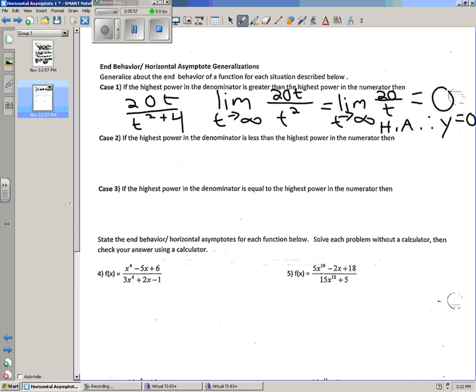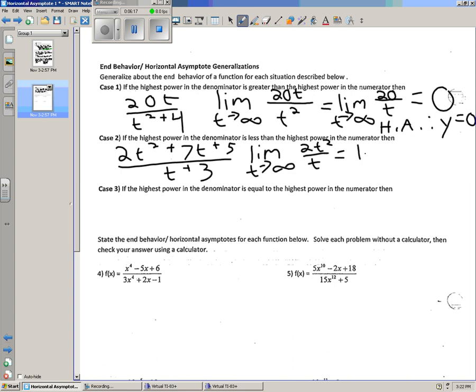Now let's look at the example when the highest power in the numerator was greater. So that was in question 3. So we had 2t squared plus 7t plus 5 over t plus 3. So again, let's look at our end behavior model, which is going to be 2t squared over t, which really just acts like 2t. So as t gets bigger and bigger, so does 2t. So in this case, we saw that we would have no horizontal asymptote. So when the numerator has a larger exponent than the denominator, then we're always going to have no horizontal asymptote.